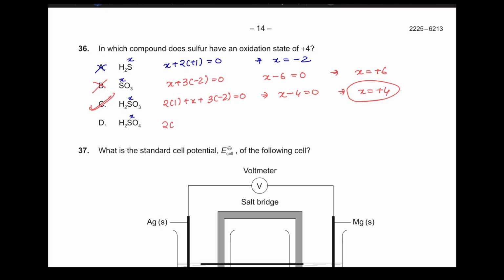Also try the last one. 2 times 1 plus X plus 4 times -2 is 0. If you simplify, you'll get X minus 6 as 0, which gives you X as +6. So D is also incorrect.